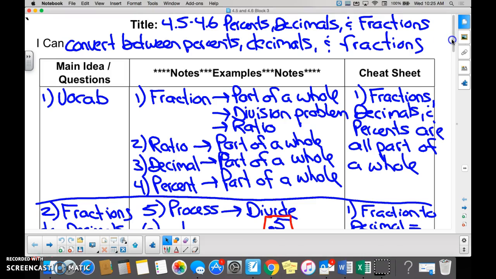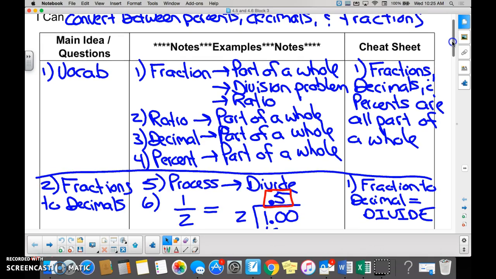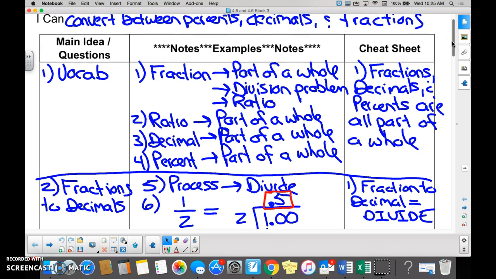What is true about fractions, decimals, and percents? What is true about them? Somebody, what is true? They're all part of a whole. They are all the exact same thing, right? Yeah. They just look different. Okay, exact same thing.